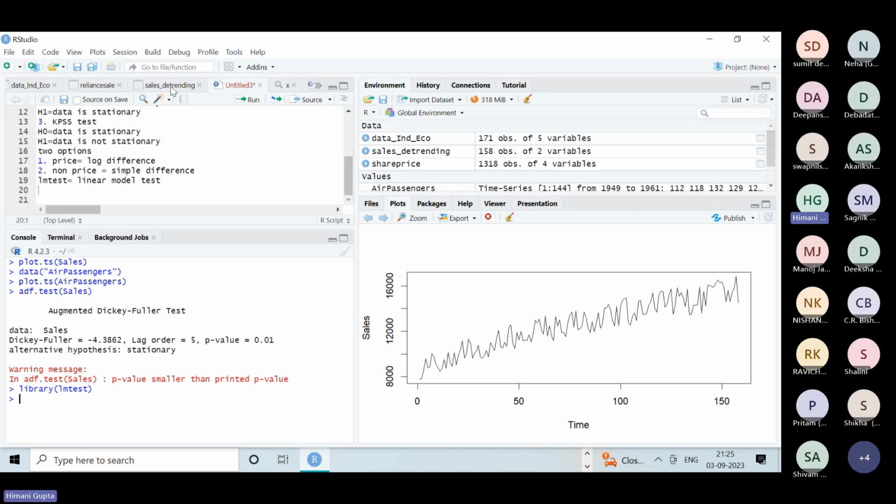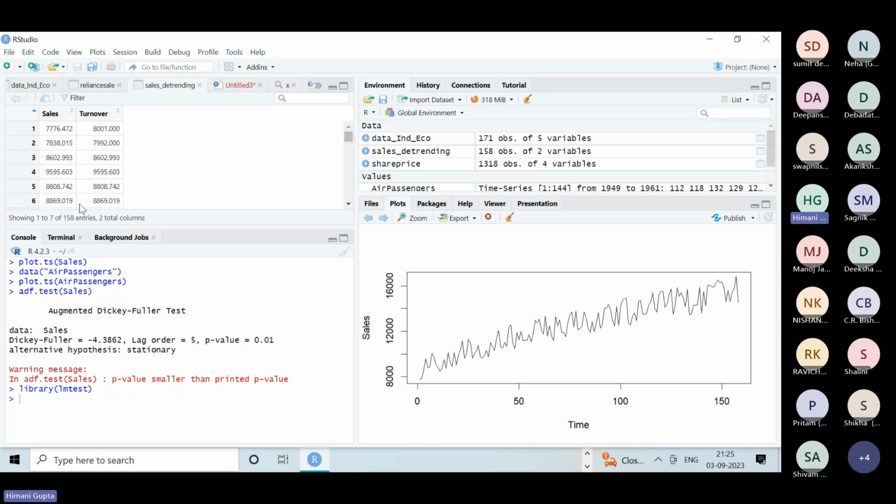Right now, if I look at the sales detrending, I have 158 observations. You can see over here, there are 158 observations. So I have to remove the trend from all 158 observations. For that, I have to store the trend of all 158 observations in one vector, or you can say in one variable with a heading. That's why I'm giving it a name. You can give any name. Let's say I am giving the name trend. So I am storing the trend in this vector.